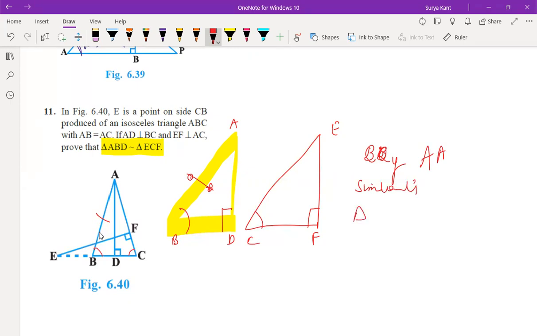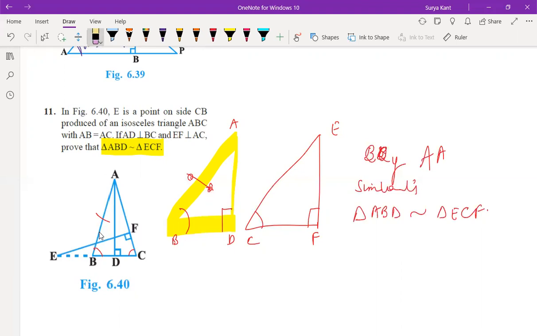we can say triangle ABD is similar to triangle ECF. Here you see, the ABC triangle is divided into two halves. We can prove both triangles are similar. And EFC is similar to ADC, as both are 90 degrees and angle C is common. And ABD and AFC are similar.